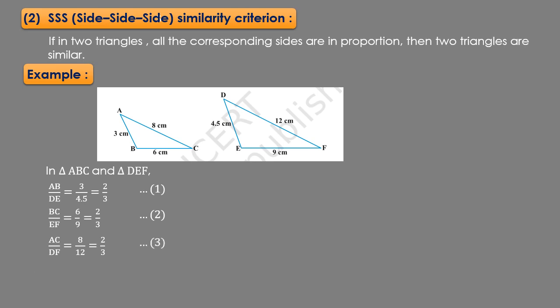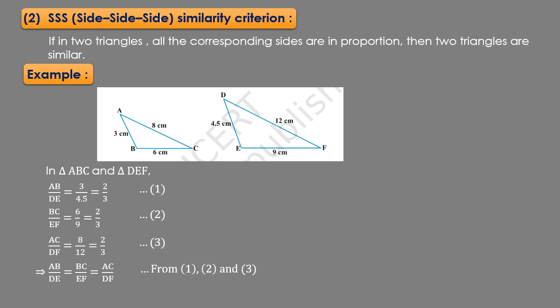So from equations 1, 2 and 3, we can see that all the values of the ratios are equal. It means that AB upon DE is equal to BC upon EF is equal to AC upon DF. This can be written from equations 1, 2 and 3. So this is called as all the corresponding sides are in proportion.